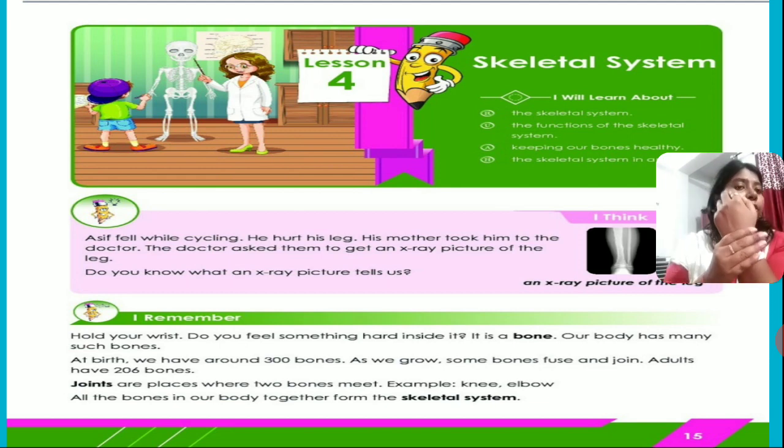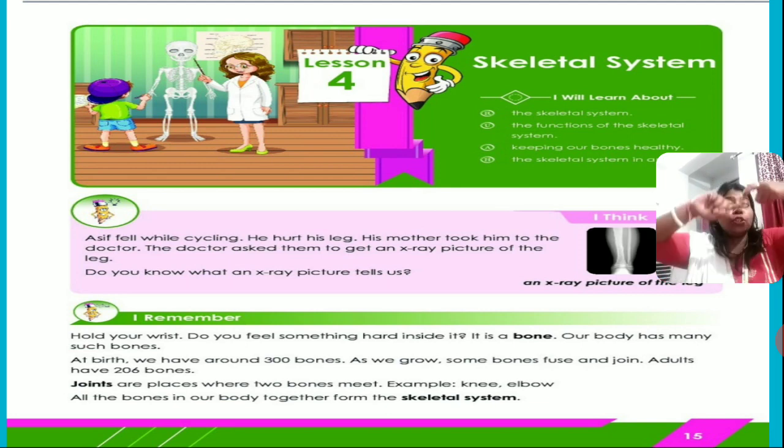Same goes here also. We are able to move our wrist. Though we cannot move the full hand, we can move this portion. This is one bone, this is another bone, and these two bones are joined here. For that reason, we are able to move our hand. So there are different joints in our whole body, and these joints help us to move.